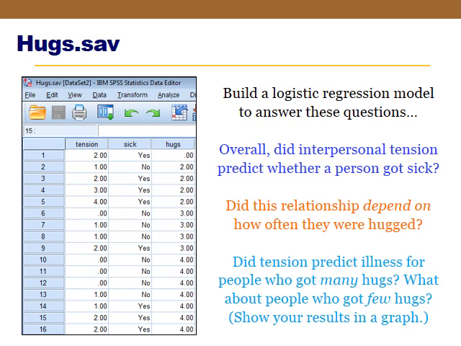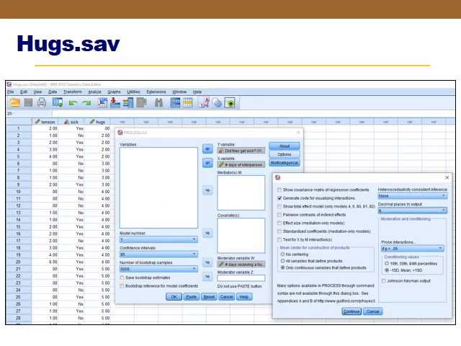All right, let's work through this. So here's how we would set it up. Our x variable, our predictor, is the number of days in which they have experienced interpersonal tension. That's how they measured stress. Our outcome variable is binary. It's whether they got sick. They either did or they didn't. And our moderator variable is the number of days that they received a hug in the past 2 weeks.